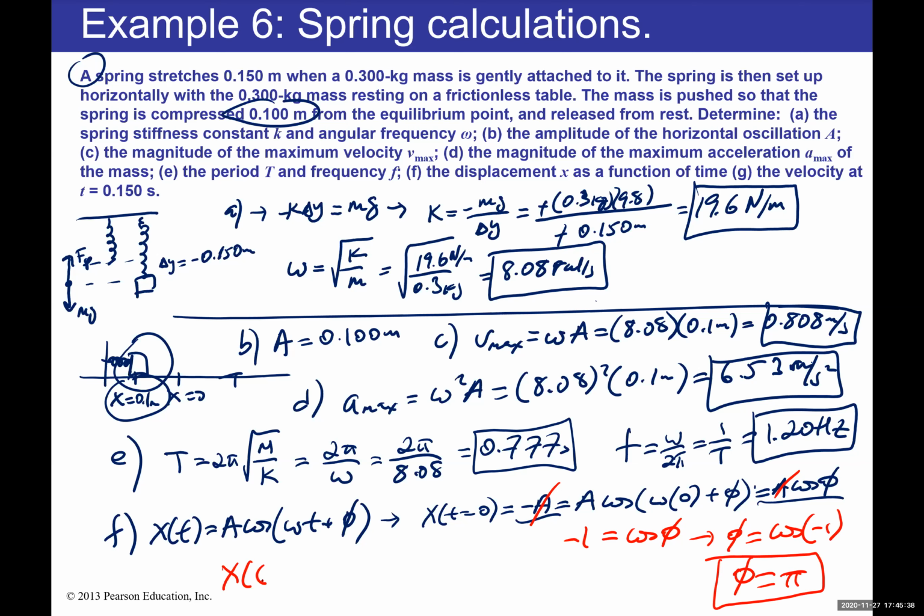So then x as a function of time is equal to, I can write, amplitude 0.1 meters, times cosine of omega t, which is 8.08 t, plus the phase constant, and that's pi. And that's basically my part F, which is the displacement, x as a function of time. That means that's my x.